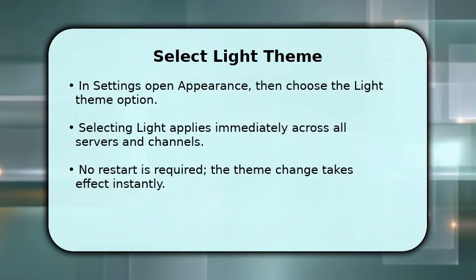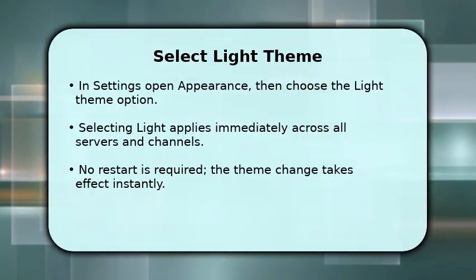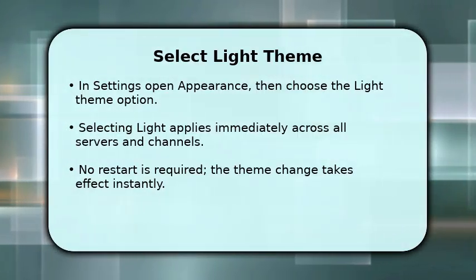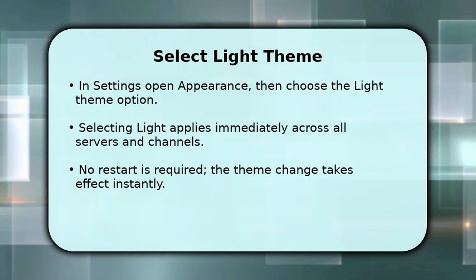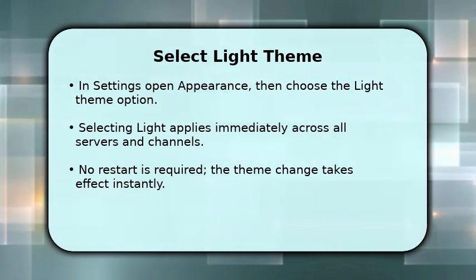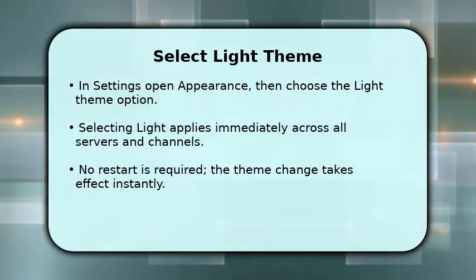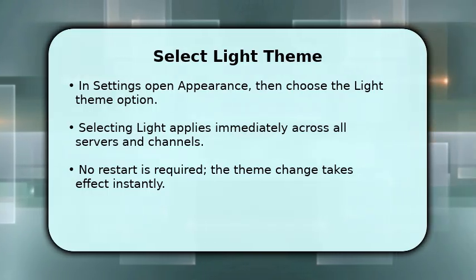In Settings, scroll to find the Appearance section and open it. Under Theme, select the light option to apply it immediately. The interface updates right away across every server and private message. You do not need to restart Discord or rejoin servers. This appearance route is the only way to switch to light mode in the official app.